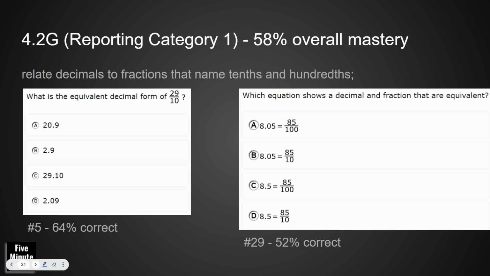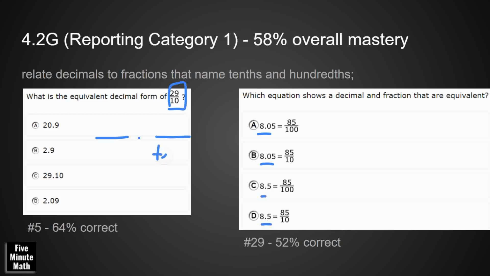4.2g, we are looking at reporting category 1, relating decimals to fractions. And as you can see, they're both going to be improper. These are both going to be greater than 1. So we need to make sure our students are not just practicing with proper fractions or decimals less than 1. So 29 tenths. Okay, so let's look at our place value here.